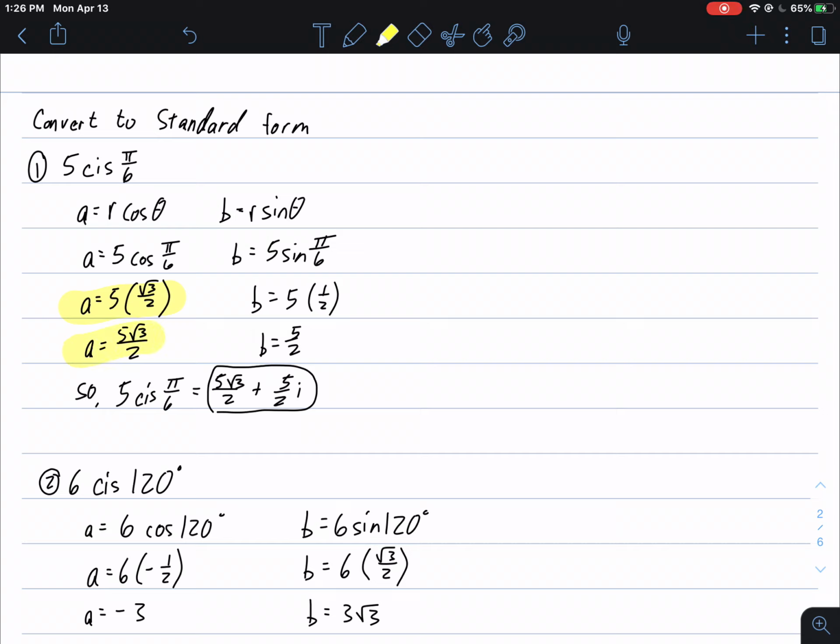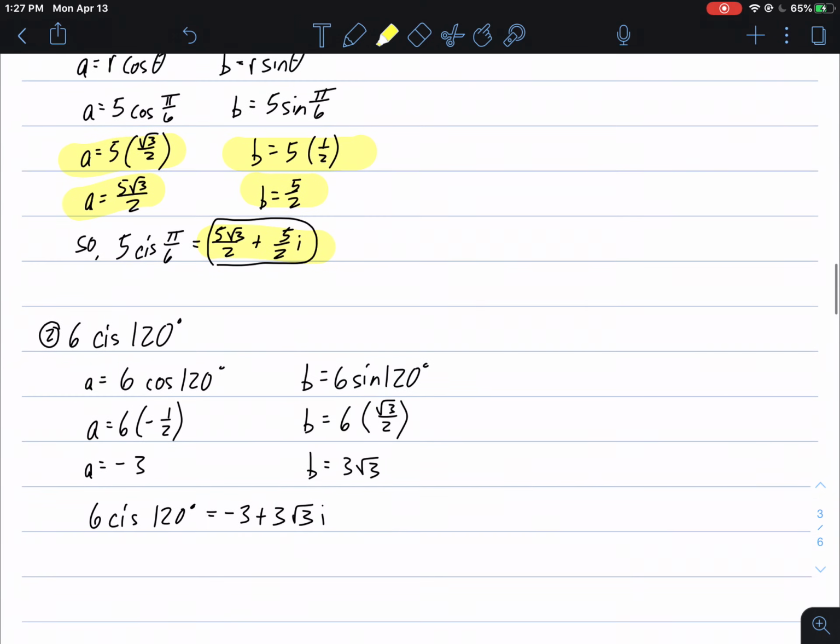B is R sine theta, so B would be 5 times the sine of pi over 6. Sine of pi over 6 is 1/2. So I've got 5 times a half, or 5 halves. There's my A value, 5 square roots of 3 over 2. There's our B value, 5 halves. So 5 cis pi over 6 in standard form is 5 square roots of 3 over 2 plus 5 halves i.